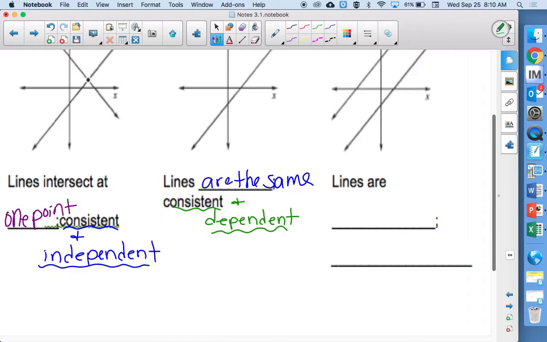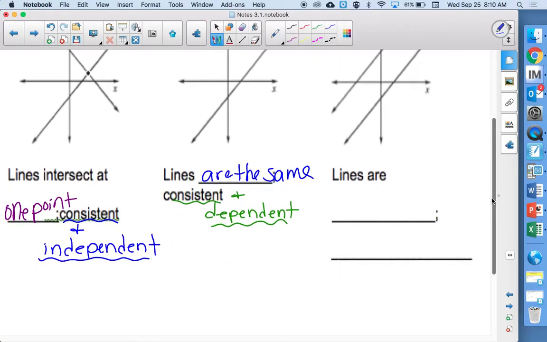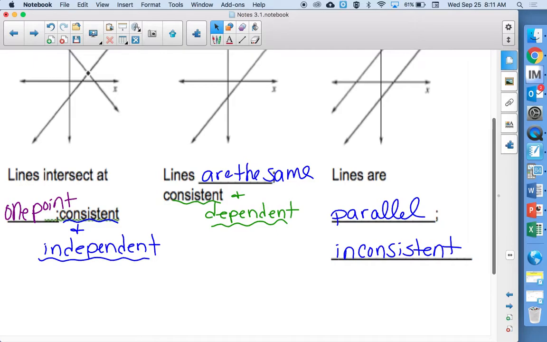So consistent and independent is 1 solution. Consistent and dependent would be infinitely many, and you can write IMS. The last option is when there are no solutions, and we said on the previous page it's because the lines are parallel. This is called an inconsistent system because there's no answer. If there's not a solution, I can't have an x and a y that holds true to make my equation work. So that would be inconsistent.